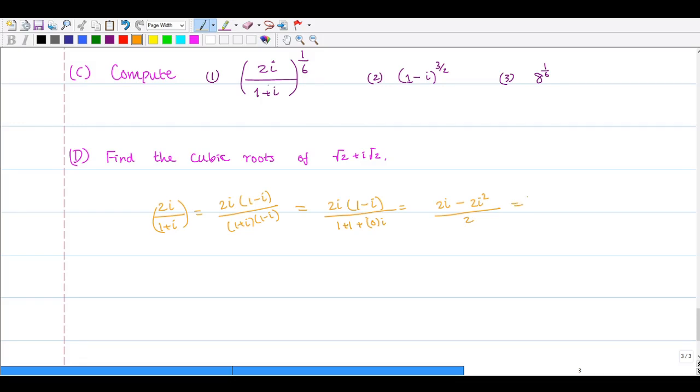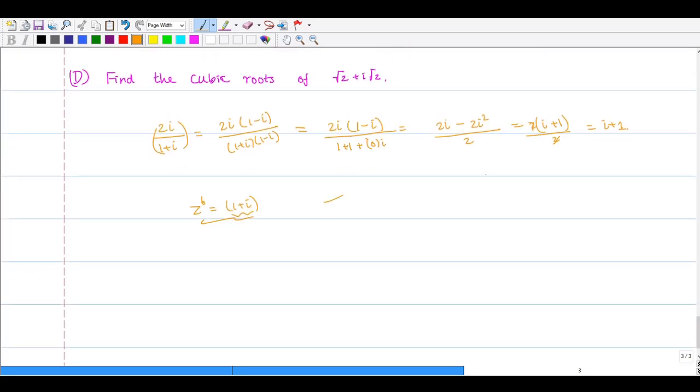Cancel the 2. Since i squared is minus 1, with the minus sign we get plus 1. So this complex number equals 1 plus i. Now what is asked is the power 1 by 6, so find z such that z to the power 6 equals 1 plus i. Find the polar form of this and apply it. Just solve it. I'll stop here, thank you.